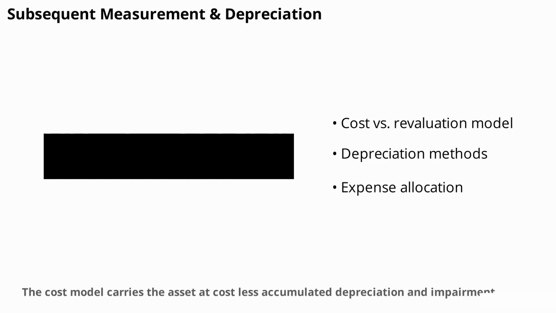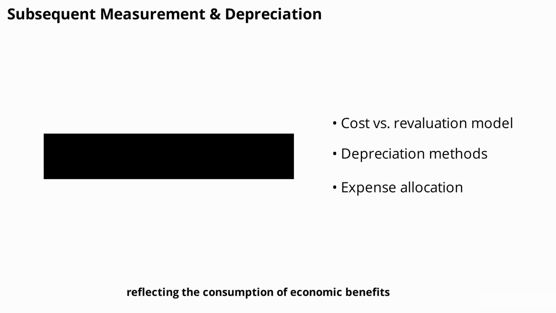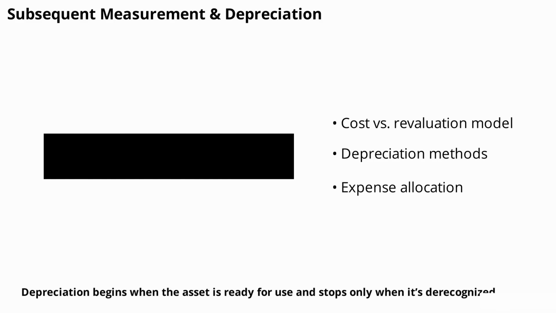After initial recognition, PPE is measured using either the cost model or the revaluation model, applied consistently to each asset class. The cost model carries the asset at cost less accumulated depreciation and impairment. Depreciation systematically allocates the asset's depreciable amount over its useful life, reflecting the consumption of economic benefits. Methods include straight line, diminishing balance, and units of production. Depreciation begins when the asset is ready for use and stops only when it's derecognized. This process ensures expenses are matched with the periods benefiting from the asset.